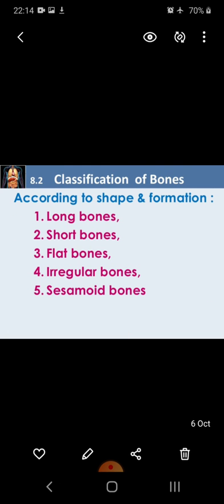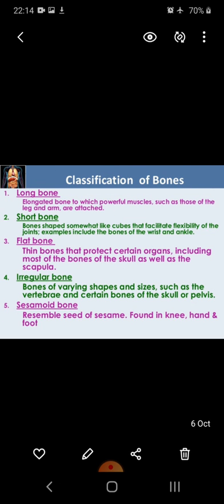Now, we have five types of bone according to shape and formation: long, short, flat, irregular, and sesamoid. I have already explained this. Long bones: the longest bone in our upper limb is the humerus, and in the lower limb is the femur. Short bones are tarsals and carpals. Wrist and ankle bones are short bones.